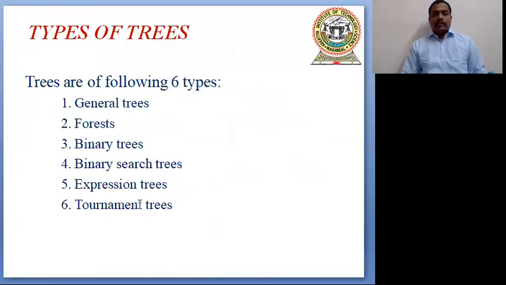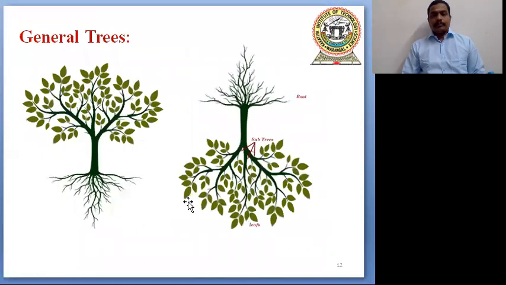So now we will discuss the types of trees. So we have 6 types: general trees, forest, binary tree, binary search tree, expression trees, and tournament trees. So this is a general tree. We know that in a real tree, there is a root and then many branches. The branches have again branches. So finally it reaches the leaf nodes. Okay, so the same method we implemented here.